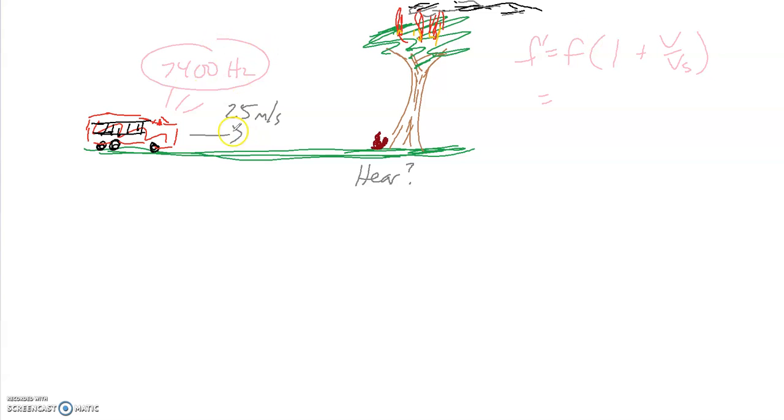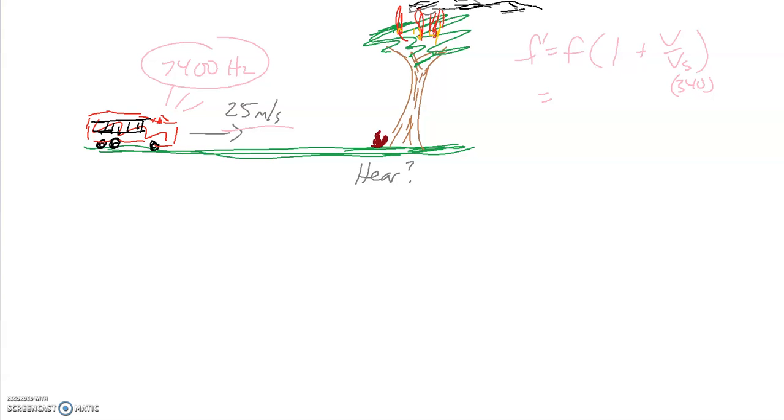The V would just be the 25 meters per second, and for the speed of sound, we've been typically using 340, so we can use that again. So we'll do the 25 divided by the 340, add that to the 1, and then find out the new frequency. Okay, so we punched that out, and we got around 7,944 hertz, something like that. So that's the frequency the little squirrel would hear as the fire truck is getting closer. Okay, and of course if it was going away, we would subtract instead of add.